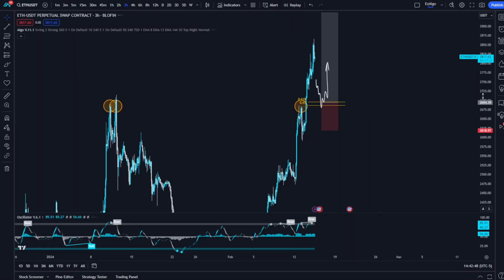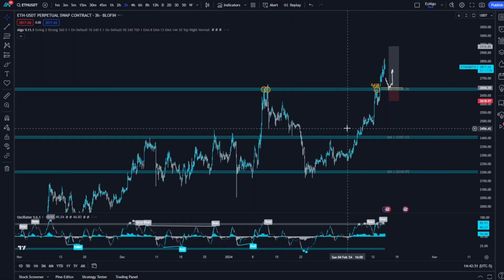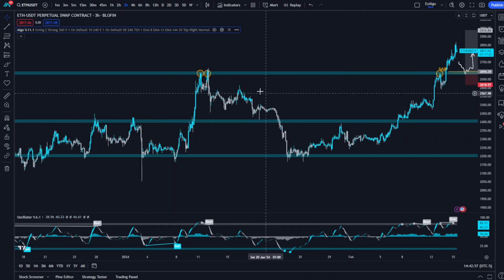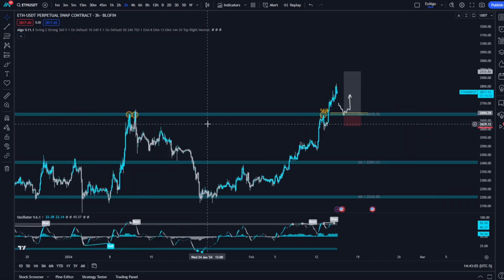So that's pretty much it, guys. I don't want to make this video too long, but I want to show you guys really how simple support and resistance trading can be. Again, even on the 3-hour time frame, right, comes down to our level. You can see the oscillator is showing some bullish divergences, some buy dots, and price continues to go up.